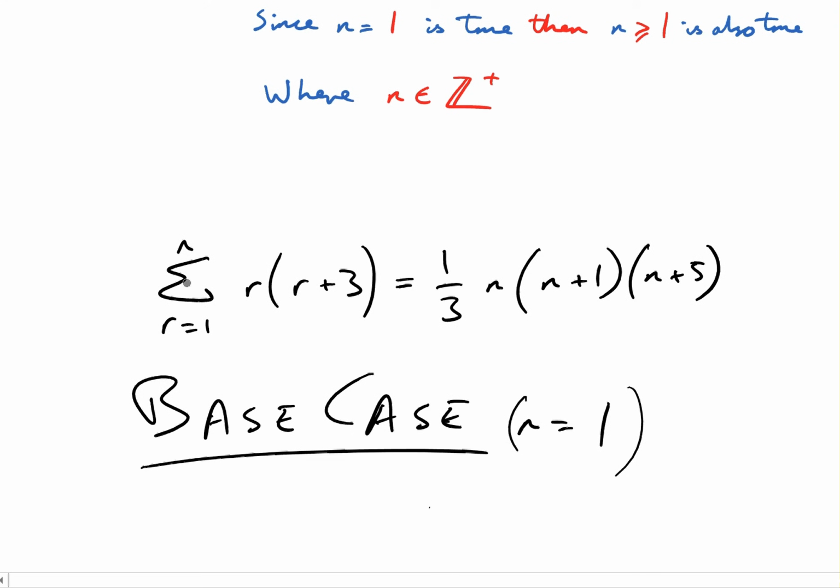So here's what we were given. This is the thing we've got to prove. We sum from r equals 1 to n of r times (r plus 3), and you've got to prove that's equal to a third times n times (n plus 1) times (n plus 5). I say prove because show and prove are slightly different things.